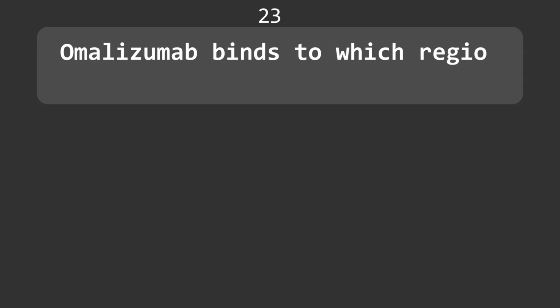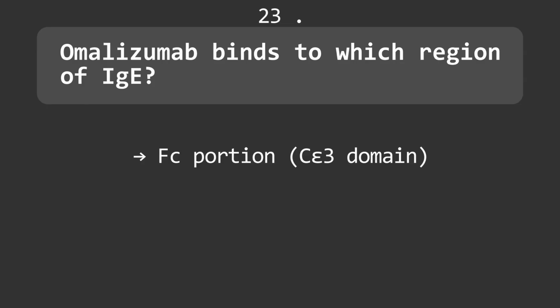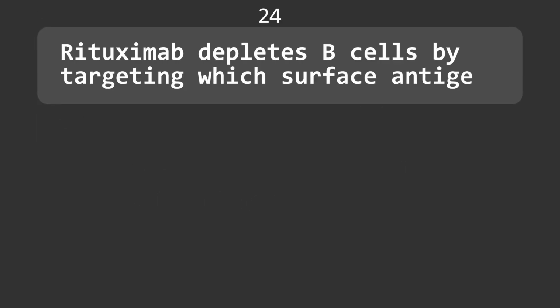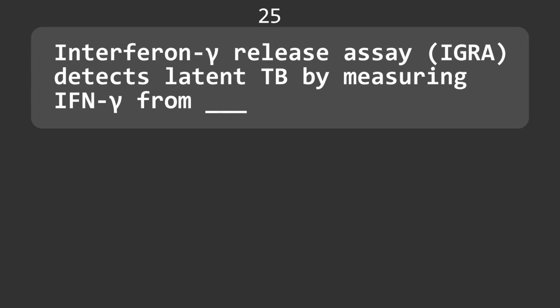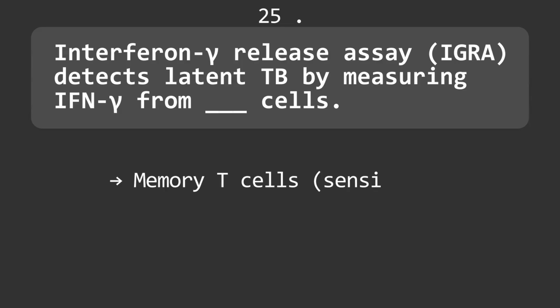Omalizumab binds to which region of IgE? Fc portion, C-epsilon-3 domain. Rituximab depletes B cells by targeting which surface antigen? CD20. Interferon gamma release assay, IGRA, detects latent TB by measuring IFN gamma from sensitized memory T cells.